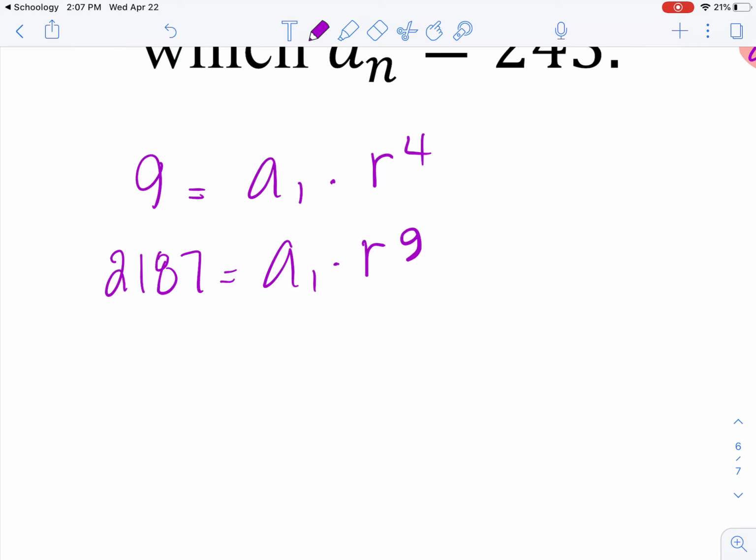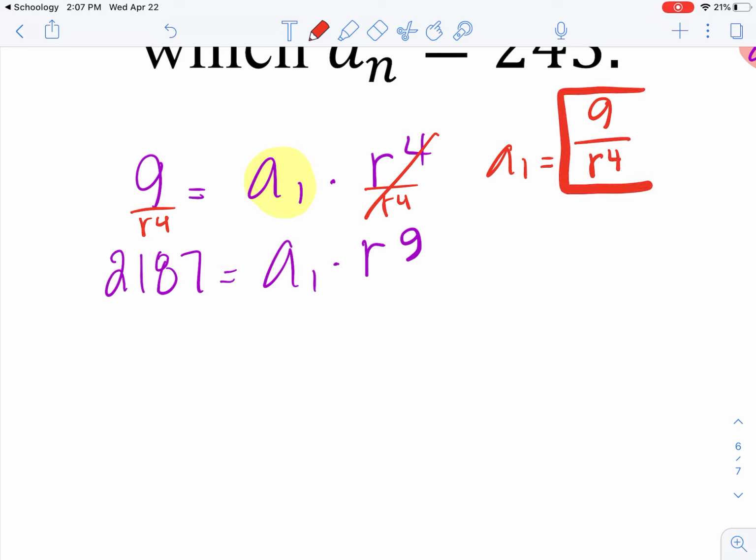You're always going to solve these systems by substitution. Elimination is not a possibility. You're always going to start by solving the first equation for a sub 1. So how do I get a sub 1 by itself? Divide by r to the fourth. Gone. You have a sub 1 is equal to 9 divided by r to the fourth.